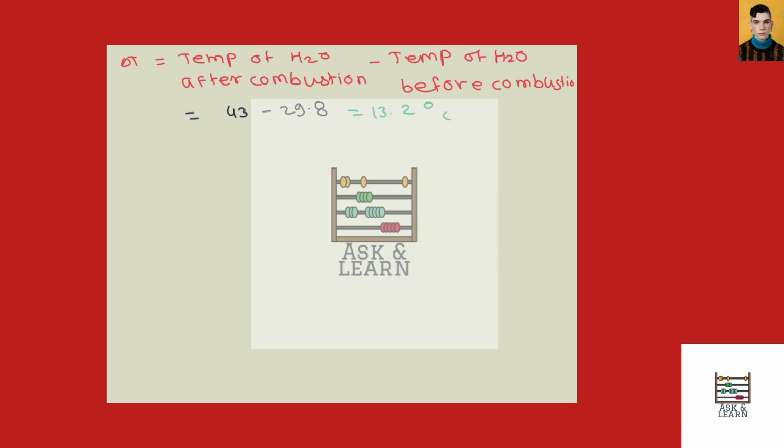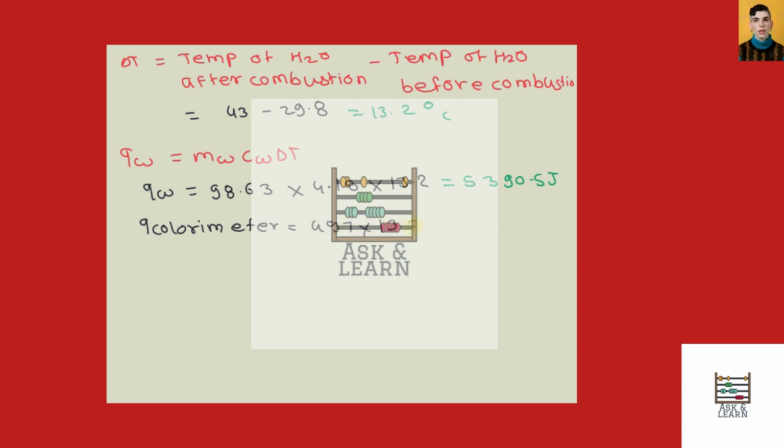Now here we find the heat gain by water. So formula is QW is equal to MW into CW into delta T. So here QW is equal to mass is 98.63 into 4.18 into 13.2, and by calculation we get 5390.5 joule. Now here we find the heat gain by the colorimeter, which is equal to 497 into 13.2, and by calculation we get 65.68 joule.